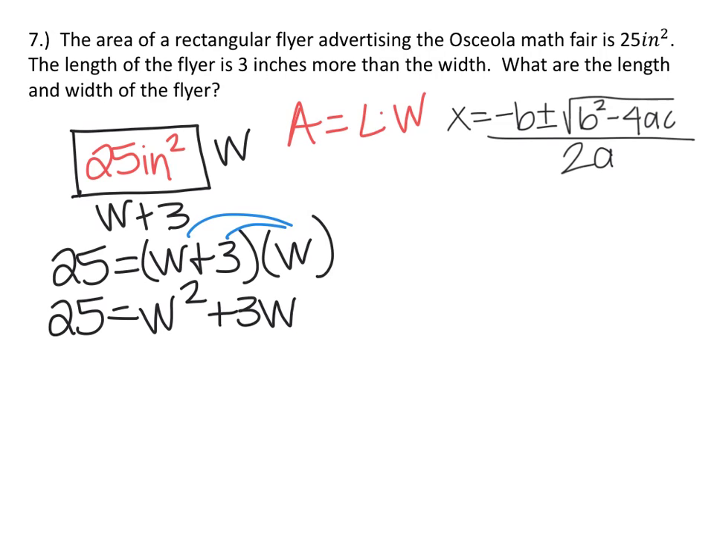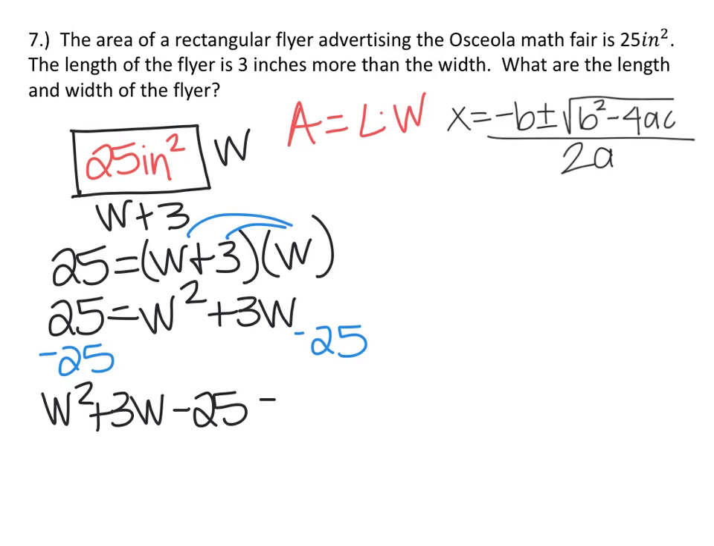Now, in order to solve this quadratic equation, we need to set it equal to 0. So I'm going to subtract 25 on both sides, and so I'll have W squared plus 3W minus 25 equals 0. Now this trinomial is not factorable, so we're going to have to use the quadratic formula.